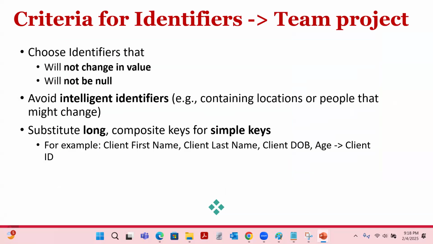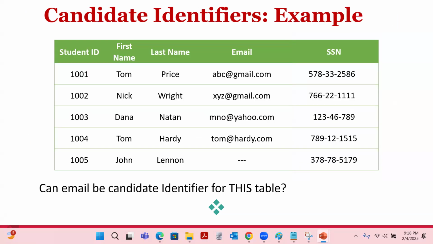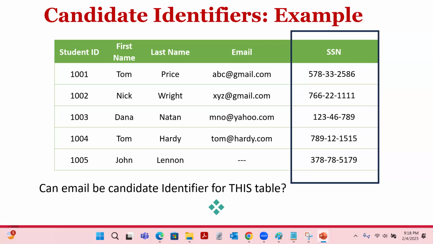Now, the question is, can email be an identifier? What do you guys think? Can it be an identifier? Well, yes, it can, but in theory. However, for this specific example, it cannot be an identifier because it has a null value for John. And as we remember from the previous slide, identifiers cannot have null values.